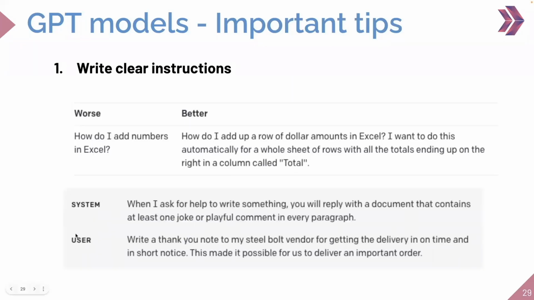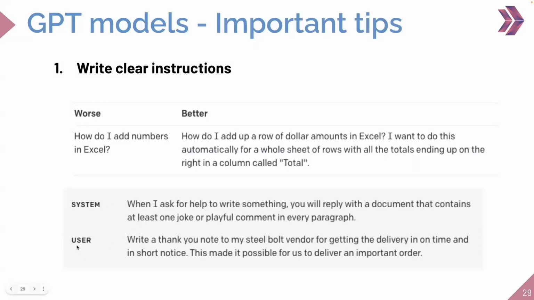So the system and the user, they are roles. But there are different role types for the models: system, user, and assistant. For the system, you should give instructions like this: when I ask for help to write something, you will reply with a document that contains at least one joke or playful command in every paragraph. So this is an instruction for the system, but still you don't complete the prompt.